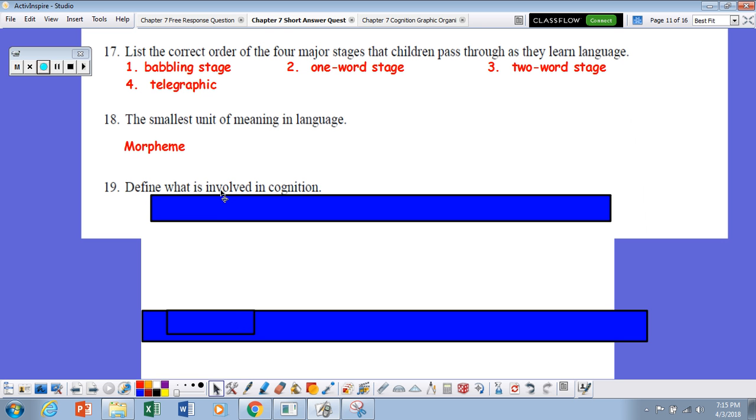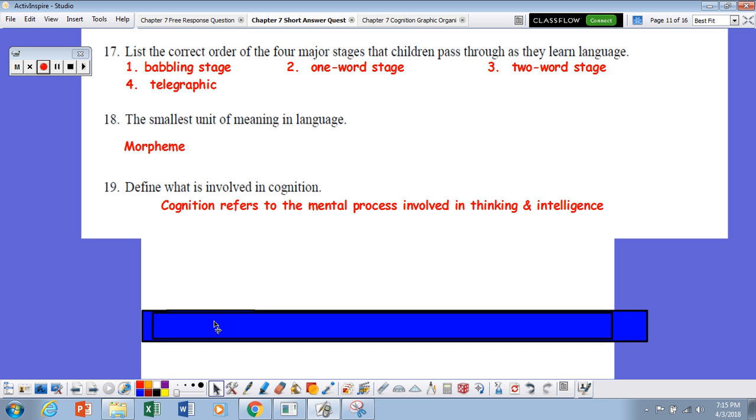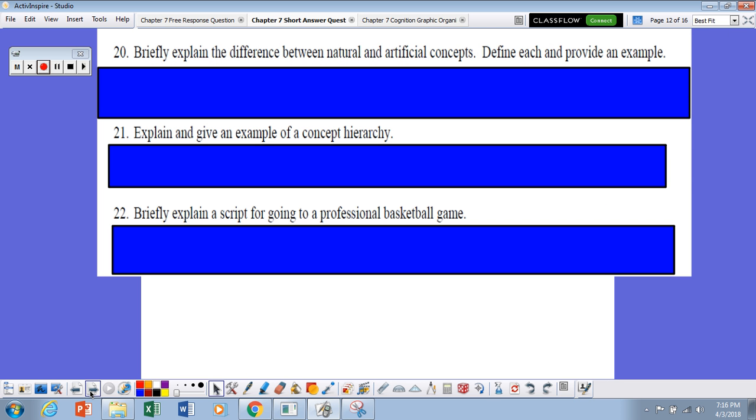Number 19, define what is involved in cognition. And cognition refers to the mental processes involved in thinking and intelligence. Number 20, briefly explain the difference between natural and artificial concepts and provide an example.